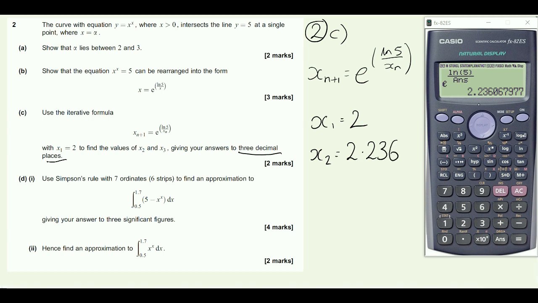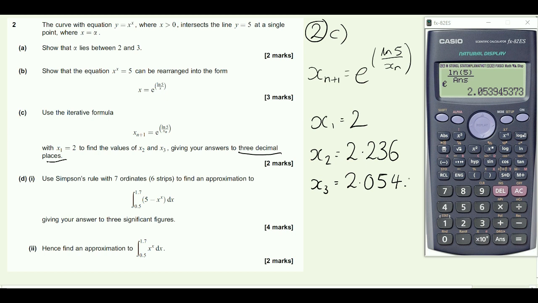Now what's stored in answer is 2.23606 and so on. So we just need to press equals again, and that gives us x3. It's a really simple way of doing these iterative formulas. We stored the 2 as ans and then pressed return twice. We just have to make sure that we have rounded that correctly to 3 decimal places. So it's a really simple, quick question to go through, and if you use your calculator properly, you are really quickly going through those marks.